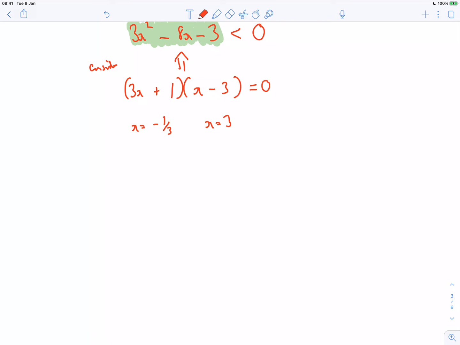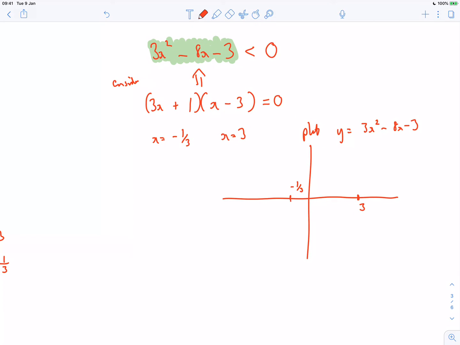So if I was to plot y equals 3x squared minus 8x minus 3, then it would cross the x-axis at 3, at minus a third, and the y-axis at minus 3. So it looks something like this.